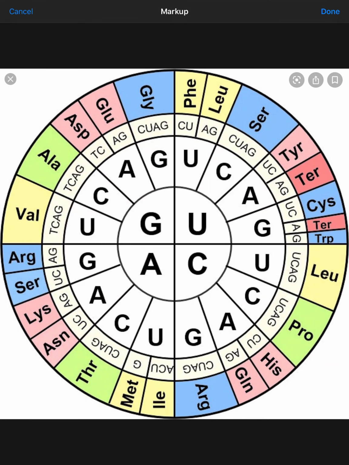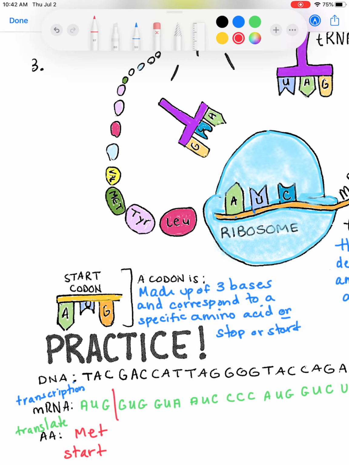Now this chart is not super helpful at this point because it doesn't tell us that when we see it in the beginning, AUG also means start. And I like to put lines between them because it reads it in a frame of 3, and that way you don't get confused, because if you get off by one, you can completely change the course of the amino acids, which does happen in the body with issues with mutations.